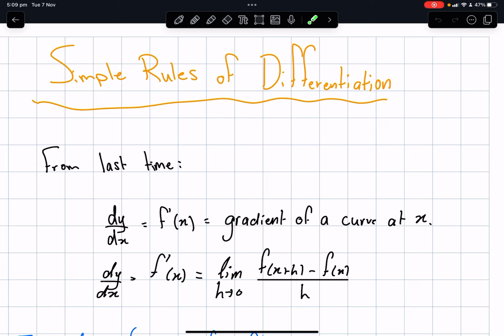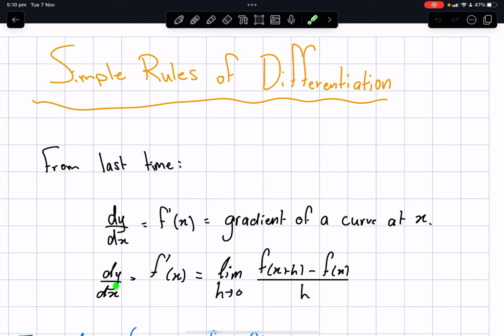Now last time we looked at where everything was leading to and we looked at the derivative function. We did it in a pretty long way and we'll go through another example just as a bit of revision. But from last time we introduced a bit of notation as well. So my derivative function dy by dx or f dash of x is the gradient of a curve at x.